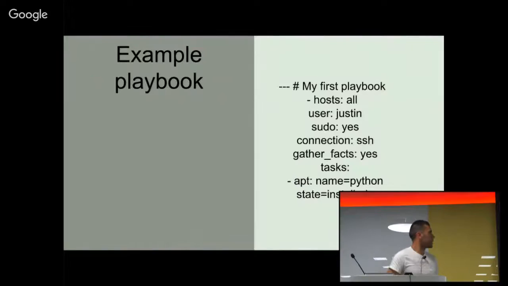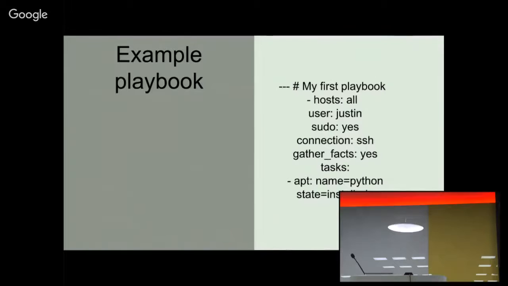So yeah, I was saying playbooks. Playbooks are made up of modules, okay? So you call modules. This is an example Ansible playbook. It's written in YAML. YAML is similar to JSON. You can Google JSON and there are plenty of explanations.